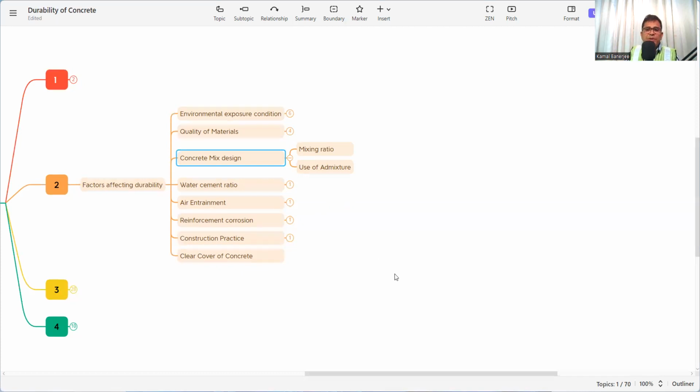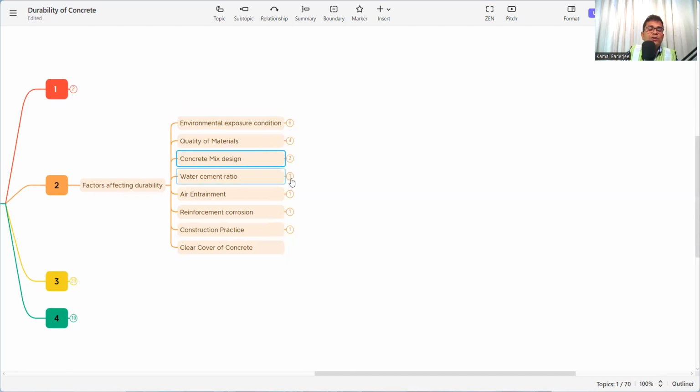And admixture is good for the concrete. It helps us in so many ways, but it also has an effect on the concrete, because it's a foreign material, not an actual raw material of the concrete. How it will react with the concrete over time is also a factor of durability. So whenever we choose an admixture, we need to be very careful, so that it has no long-term adverse effect on the concrete.